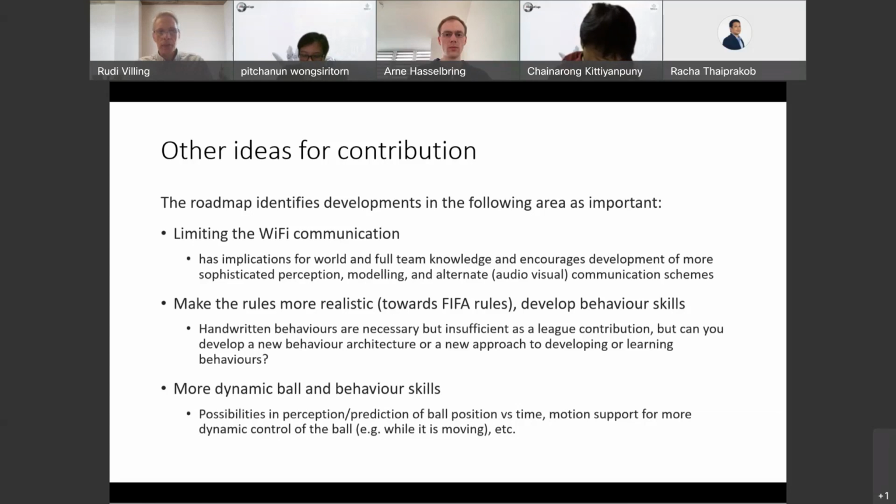In the path to making the rules more realistic, we don't look at handwritten behaviors, but maybe you can consider new behavior architectures, new behavior engines, or a new approach to developing and learning behaviors. And finally, in dynamic and ball behavior skills, you could look at perception or prediction of the ball position versus time, motion support for more dynamic control of the ball while the ball is moving, etc. Things that are not done currently by most all of the teams within RoboCup SPL. And so these are areas for development.